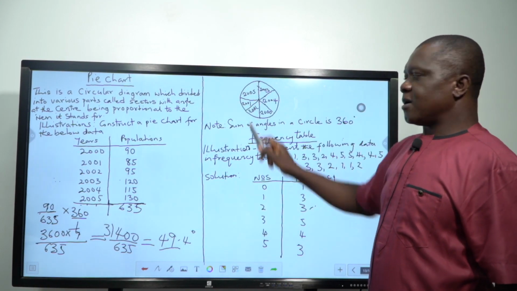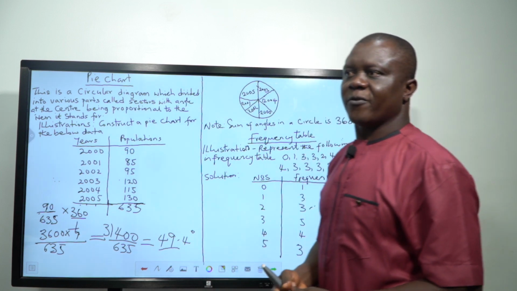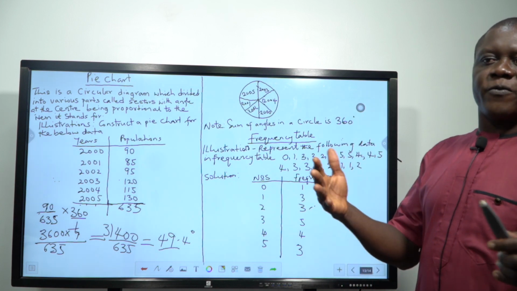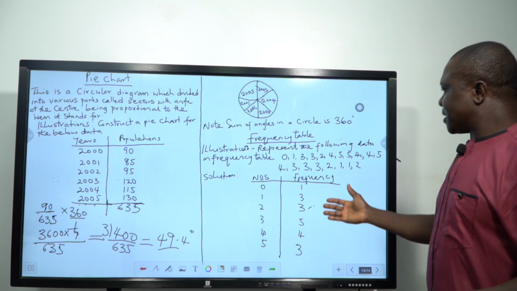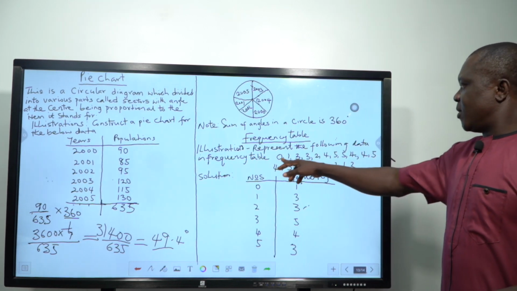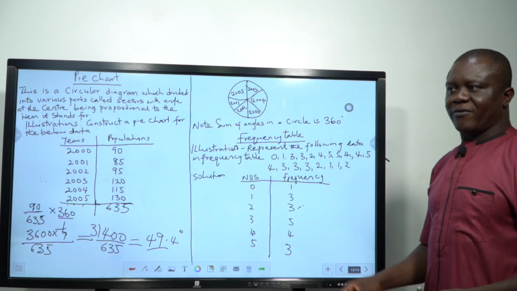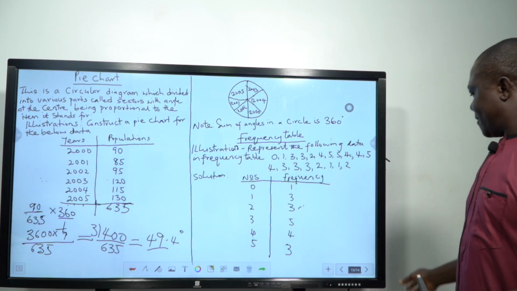After that, we talked about a frequency table, which is nothing other than a table that shows the number of times a particular number appeared. And you can see it on the board. 0 as a number here appeared only 1, and that's why I have 1. And likewise every other number here.